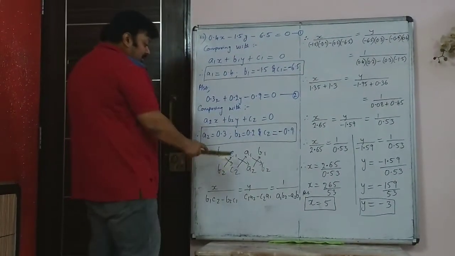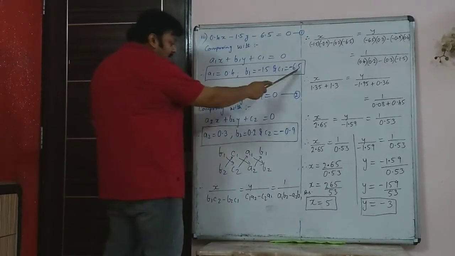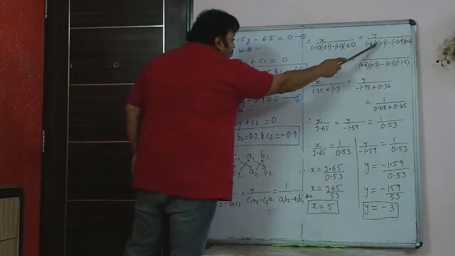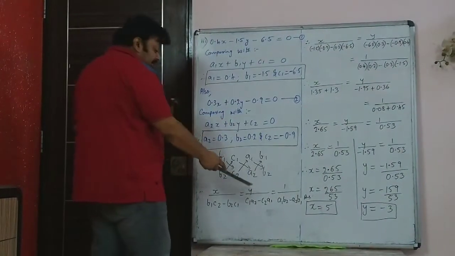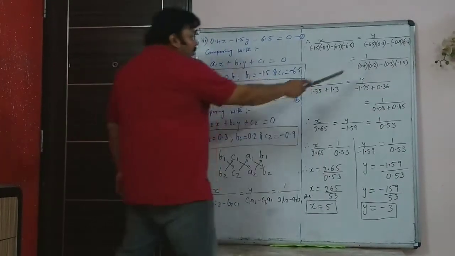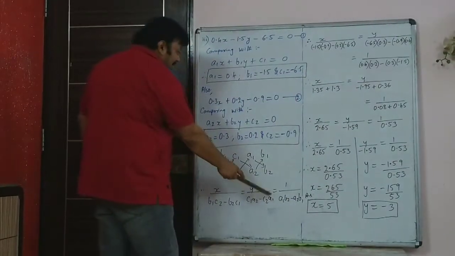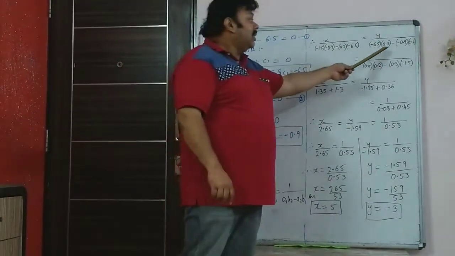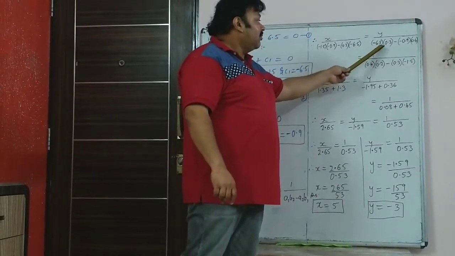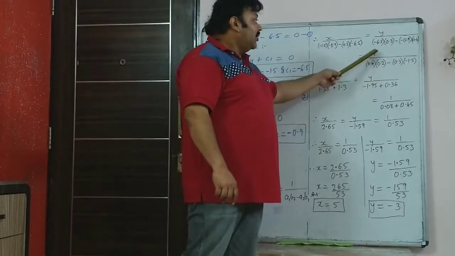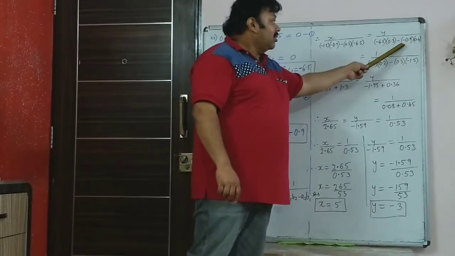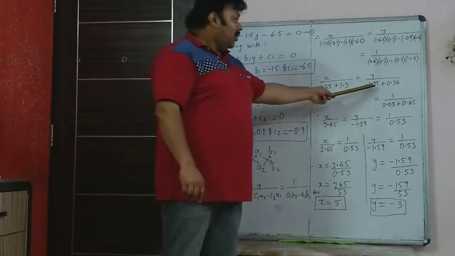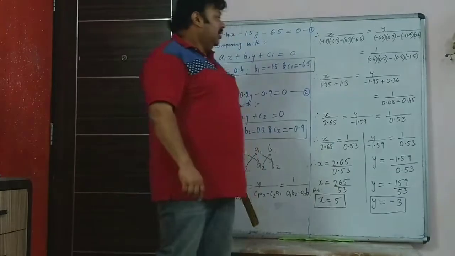Y upon C1, which is given here, and A2, which is given here. So C1 into A2 minus C2, that is minus 0.9. And A1 which is 0.4. So it becomes y upon, this becomes 195, so 2 decimal, so 1.95 with minus sign. This is minus of minus, so plus 36 and 2 decimals 0.36. So when you add, you get minus 1.59.